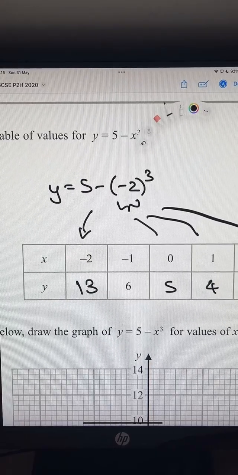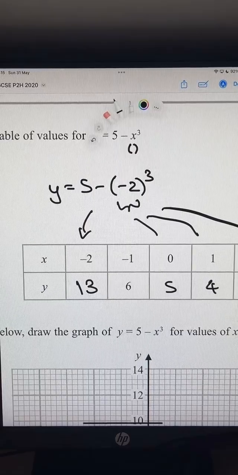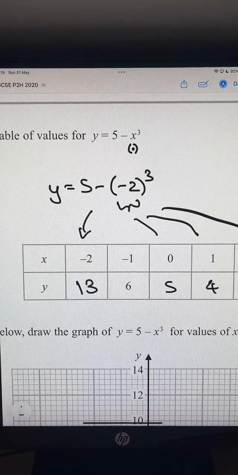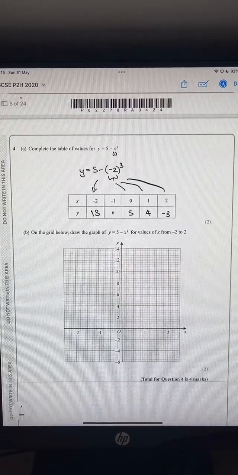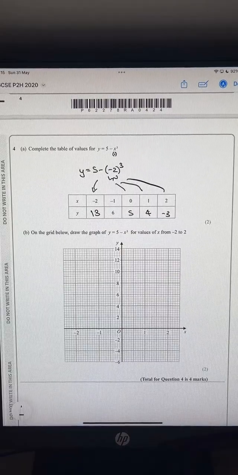It's like the bracket is like your little missing box, like your x. Just a little bracket, and then you put what you want inside, just like that. Okay, so these are your values. Nice, 2 marks in the bag.